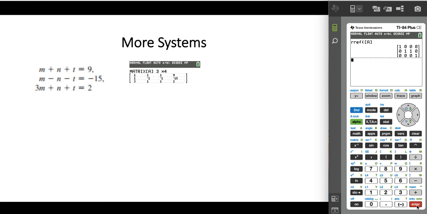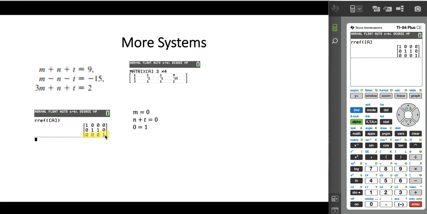Now this looks a little weird. See this? This is not in reduced row echelon form, is it? So this row right here is very, very concerning because this says m equals 0. This says n plus t equals 0. These are fine. But this says 0 equals 1. And that's not true. So this system has no solution. The big clue is this row that has zeros and then a 1. Look for that. If you see that bottom row looks like that, there are no solutions.